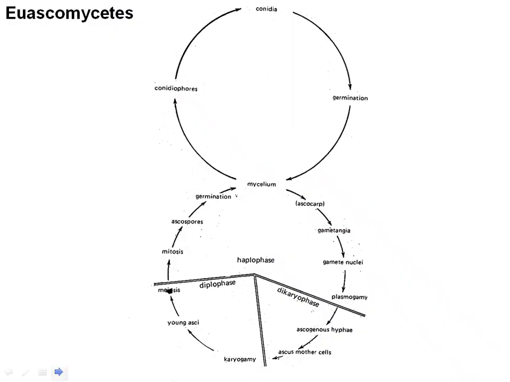Here's the second one. Very different way of drawing the life cycle. The author of this life cycle is trying to illustrate by that very big circle on the top that asexual reproduction is really important for these guys. So he's made that conidia part of the life cycle as big as the sexual cycle. So they produce a lot of asexual spores in this. You need to find your three stages. He's got them labeled as different terms here, but they're not too hard to interpret.